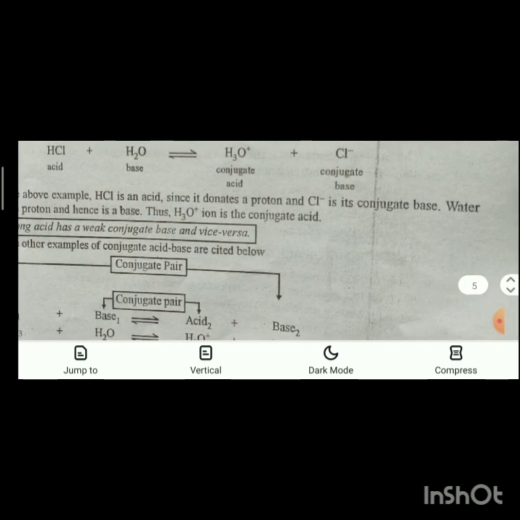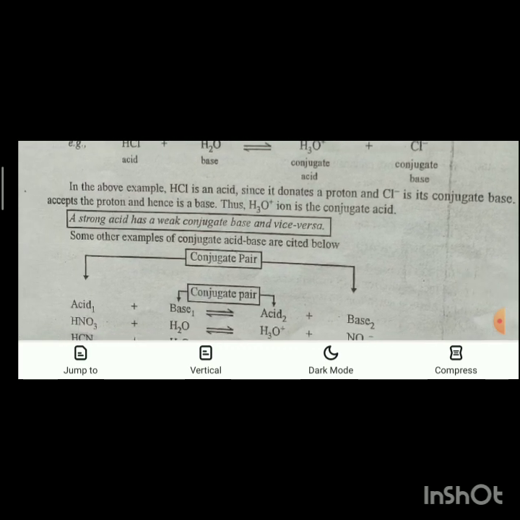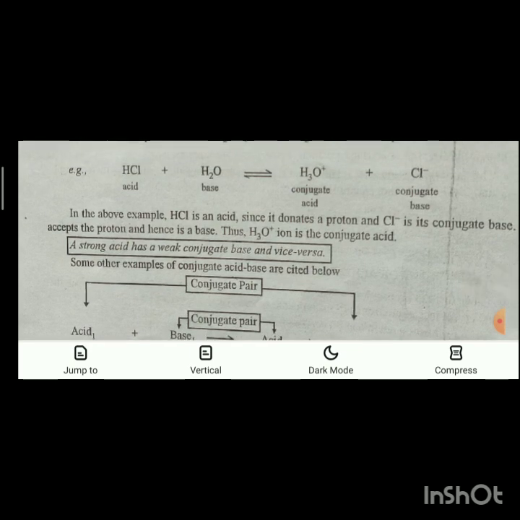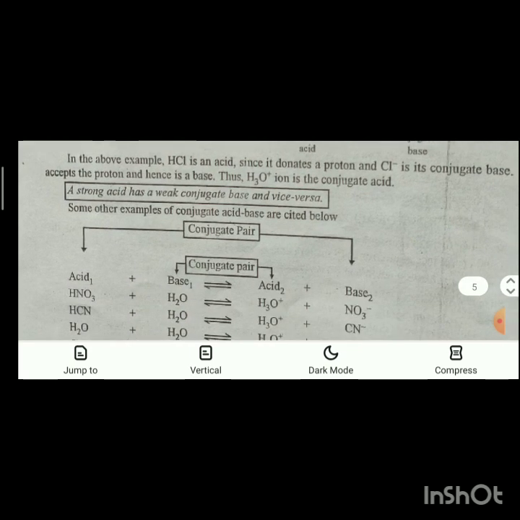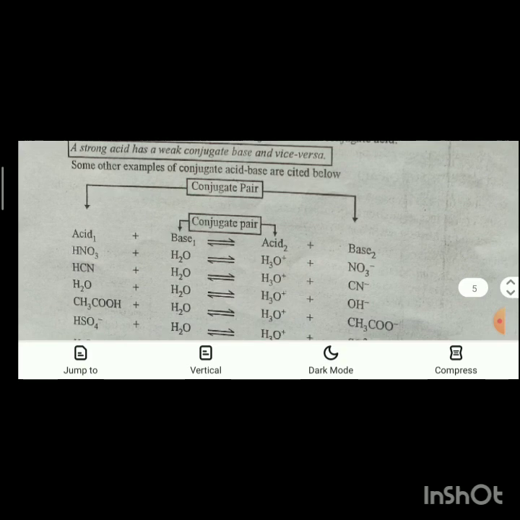In the above example, HCl is an acid since it donates a proton, and Cl- is its conjugate base. Water accepts the proton and hence is a base. Thus the H3O+ ion is the conjugate acid. A strong acid has a weak conjugate base and vice versa. Some other examples of conjugate acid-base pairs are cited below.